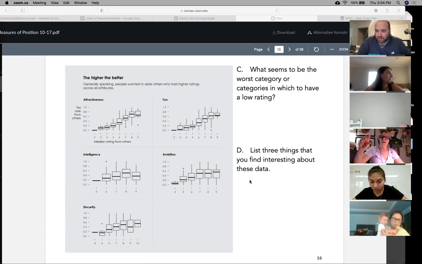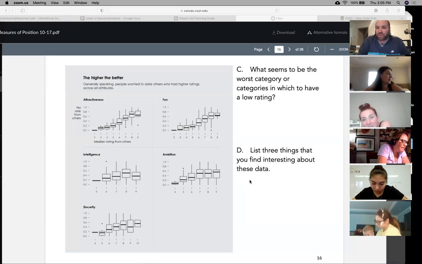The flat box or whatever. So the bottom box number, plot, the bottom number is the median rating that was given to that person. Yeah. Okay. Then the question is, who wants to go out with them?